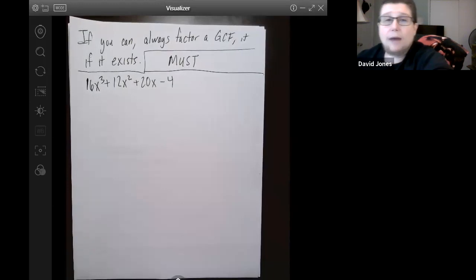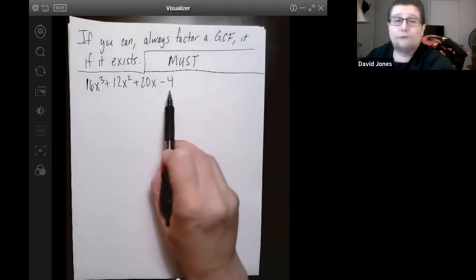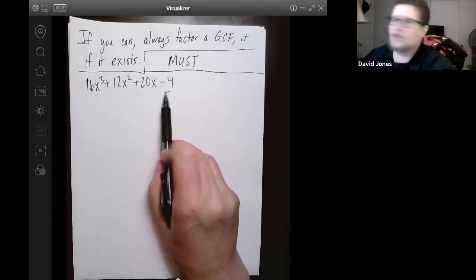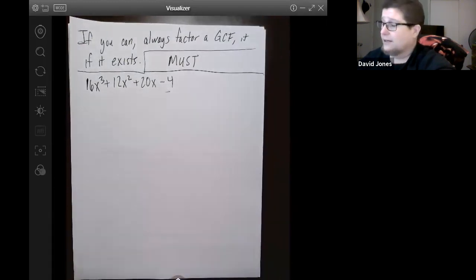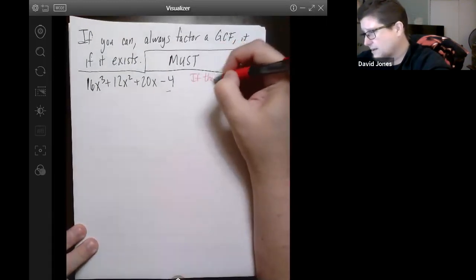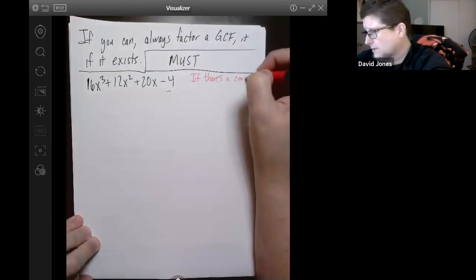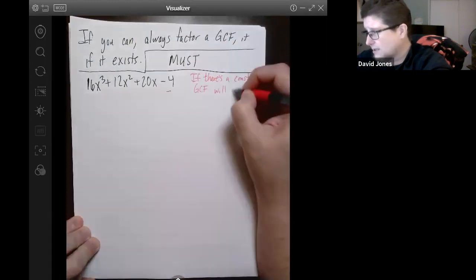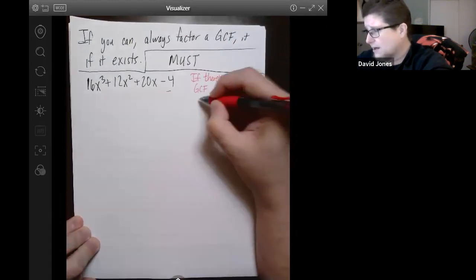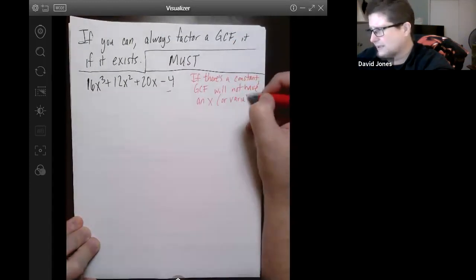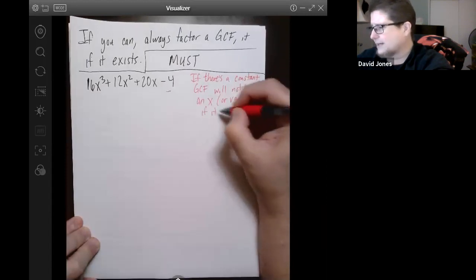You can tell right away whether or not there's going to be an x in the GCF. Does this negative 4 have an x? No. This one doesn't have an x, so the GCF cannot have an x. If there's a constant in the problem, the GCF will not have an x, or variable, whatever the letter is.